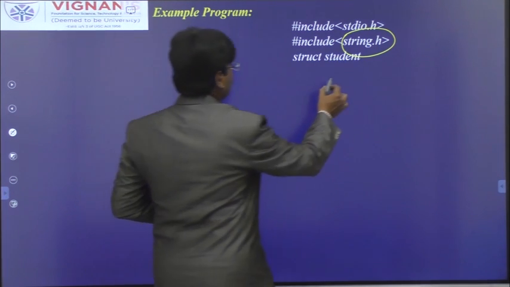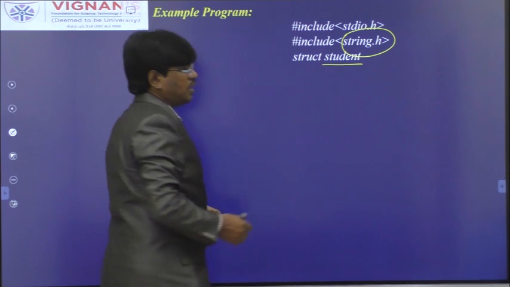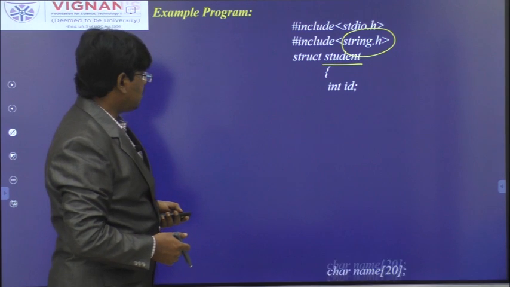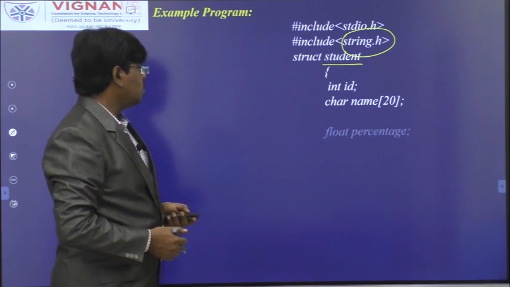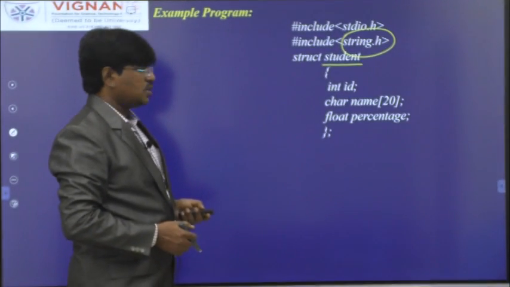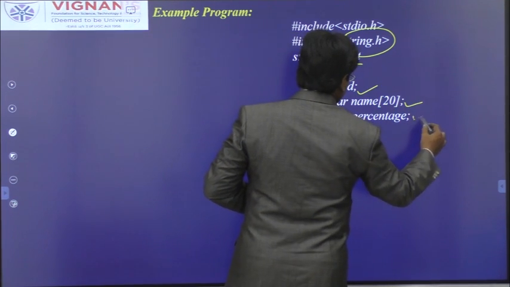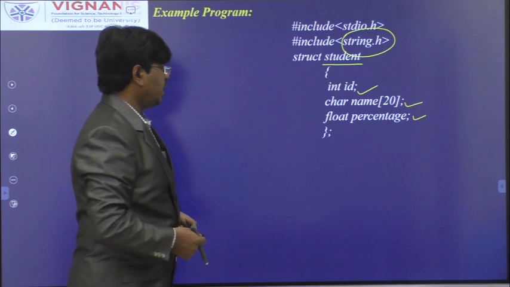So here my structure is student, it is the name of the structure. I am writing the body of the structure. These are the members: id, name, and percentage. I have taken only three members here: ID, name, and percentage.